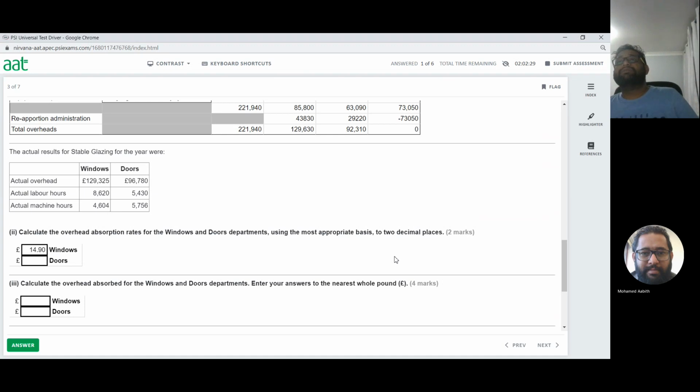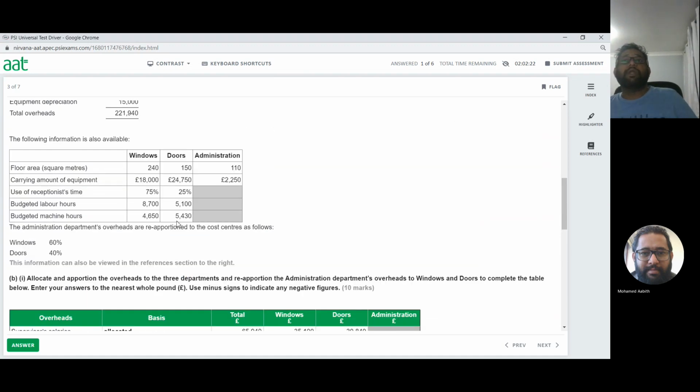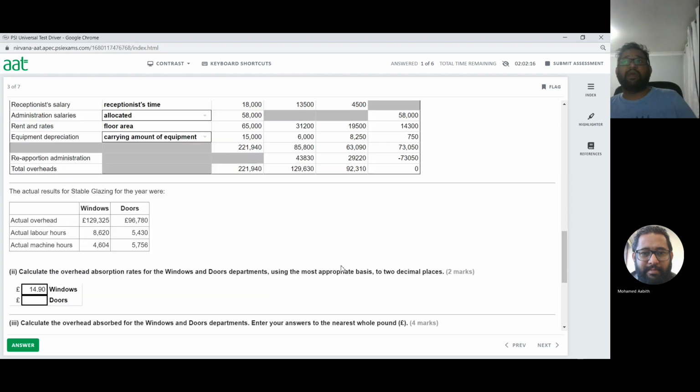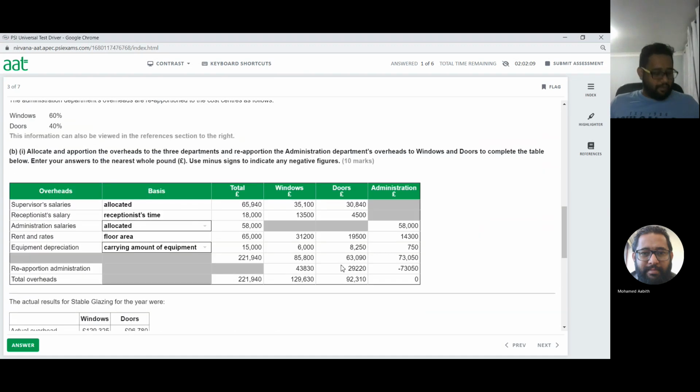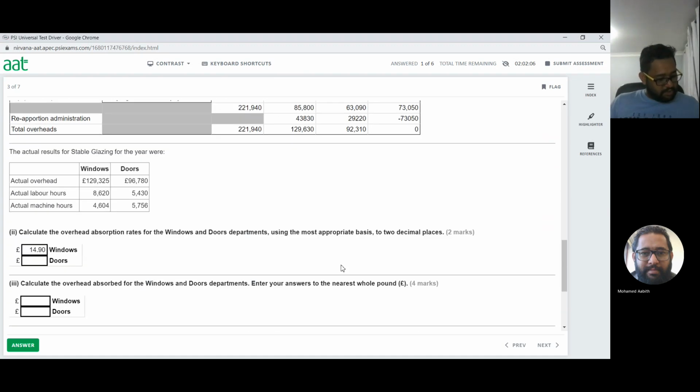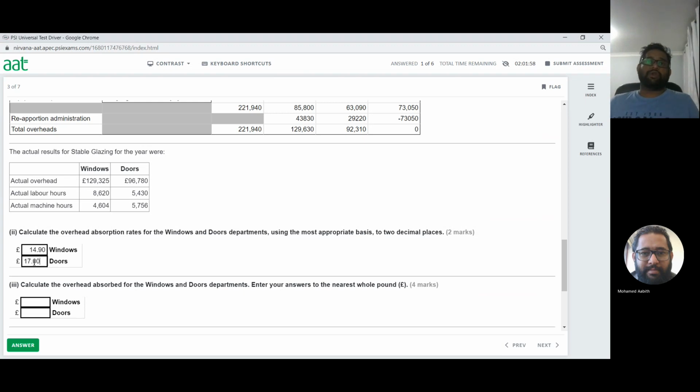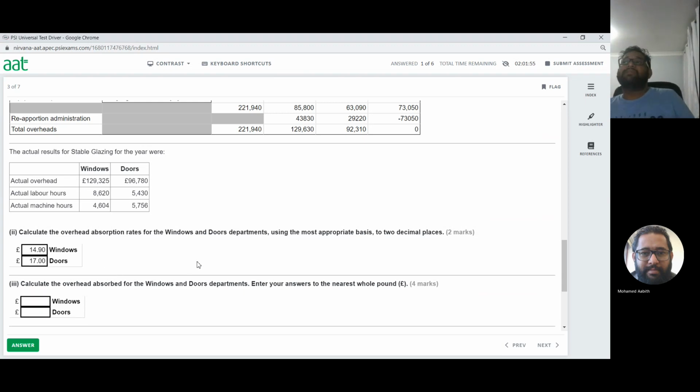They want you to find out the appropriate basis of apportionment for the doors department. If you look at the doors department, it is more machine intensive compared to labor. So I have to use this figure here. The amount I have now, 92,310, divide this by 5,430. That gives you 17 pounds on the dot, so 17 pounds and 2 zeros, and that gives you that overhead absorption rate.